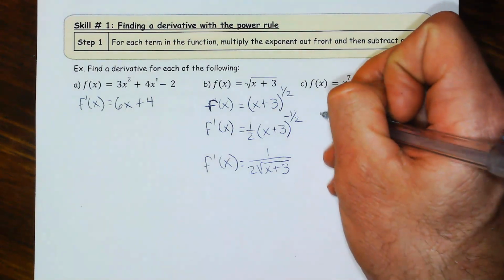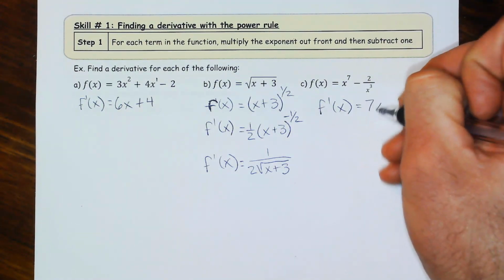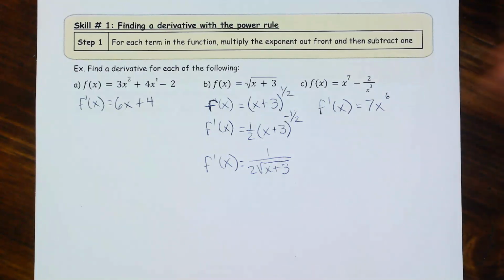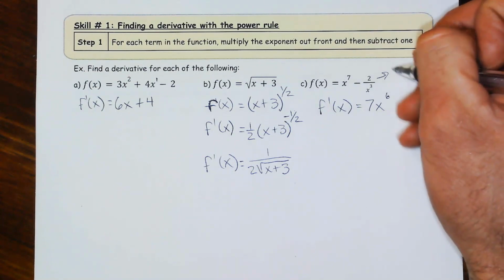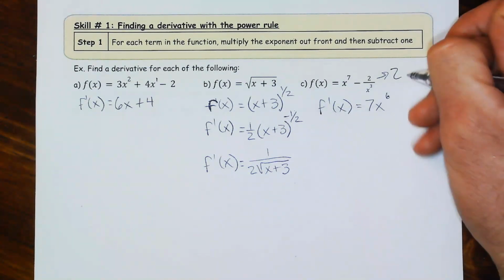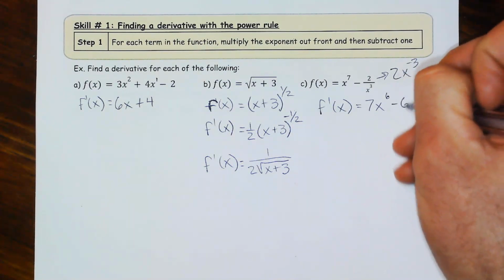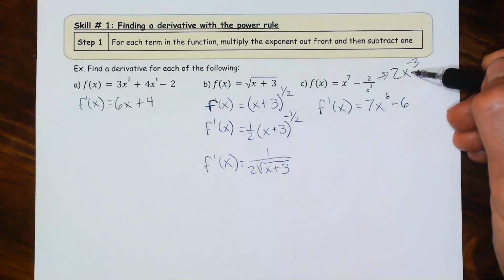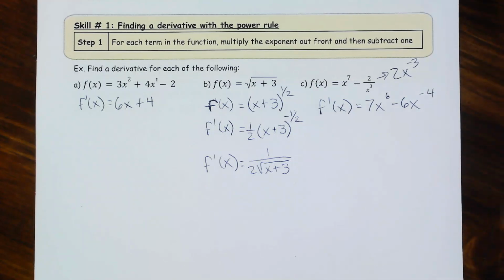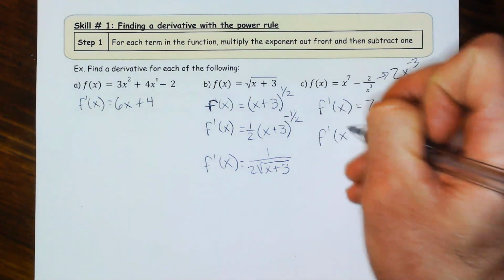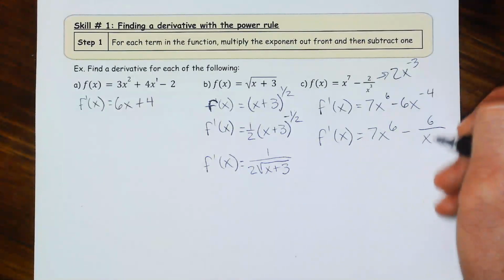This third one, f prime of x, I'm going to multiply my 7 out in front. 7x to the 7 minus 1 is 6. And then this guy, I should have probably rewritten this earlier, but just because I already started, this would be x to the -3. So I would multiply a -3 by a 2, which would be a -6. -3 minus 1 is -4, so x to the -4. I could rewrite this derivative as 7x to the 6th minus 6 divided by x to the 4th.